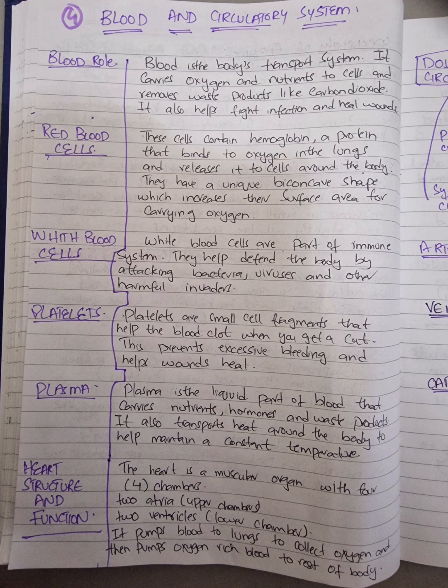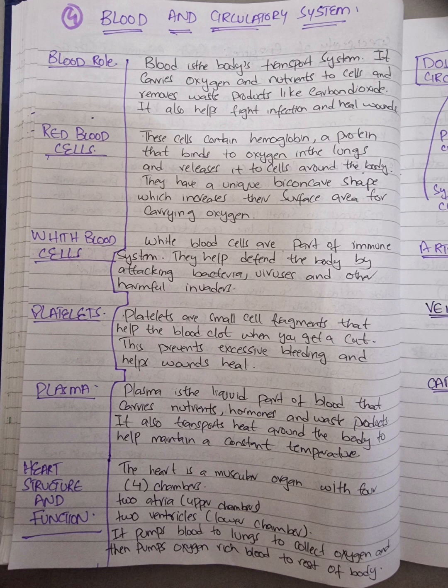Now we are going on heart structure and function. The heart is a muscular organ with 4 chambers. So there are 4 chambers, 2 upper chambers and 2 lower chambers. Upper chambers are called atria and lower chambers are called ventricles. And what is its function? It pumps blood to the lungs to collect oxygen and then pumps oxygen-rich blood to the rest of the body.